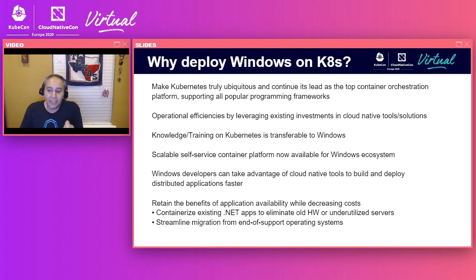But the key capability of Windows containers in Kubernetes is that you get to retain the benefits of application availability while decreasing cost. And that's super important in scenarios where you get to containerize existing or legacy .NET or Windows applications, because either you want to eliminate hardware or you want to eliminate underutilized servers. And most importantly, if you want to streamline the migration of applications from end-of-support operating systems into a newer operating system, Kubernetes, our Windows support, and the new way of building applications is really the right way to go.